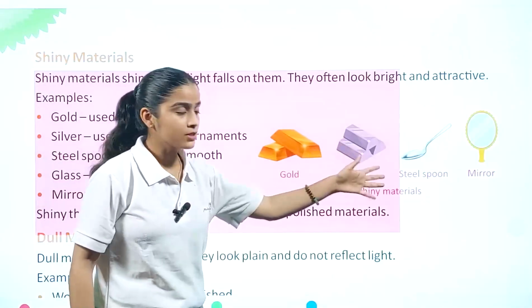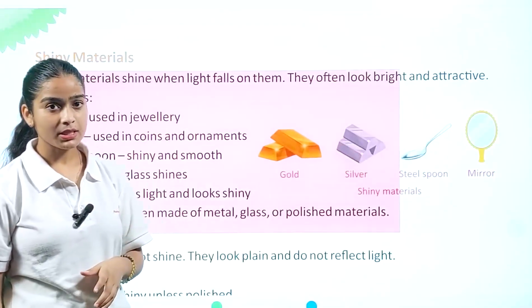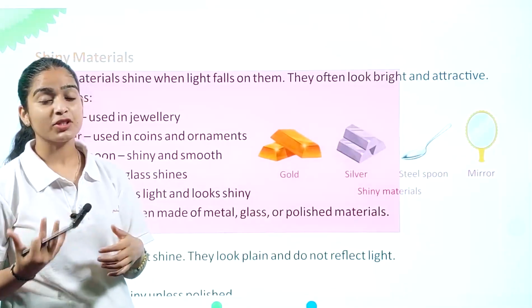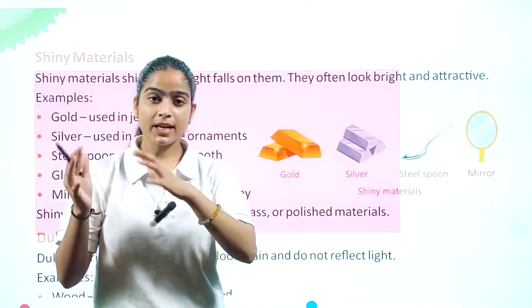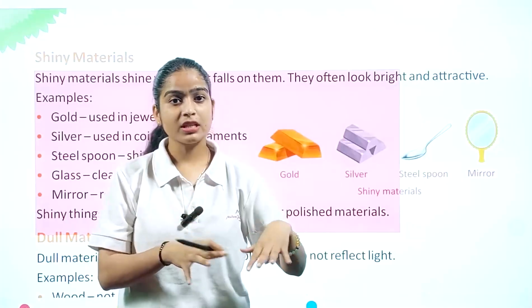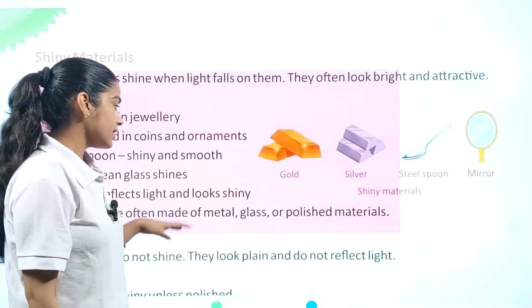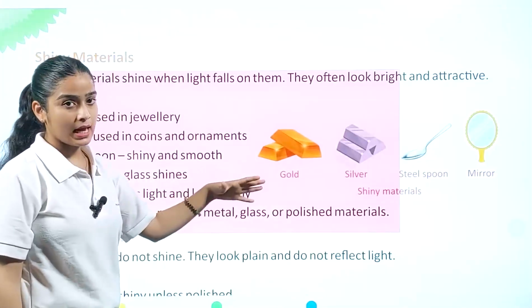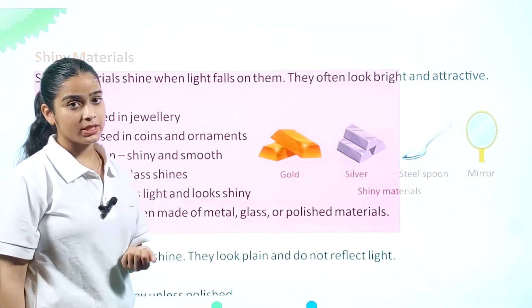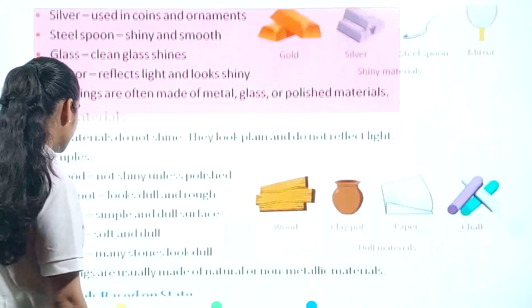So we have these things which are made of shiny materials, and generally what we understand by shiny is that when light falls on them, they shine, right? And they are generally made up of metal, glass, and polished materials. Next we have the dull material.